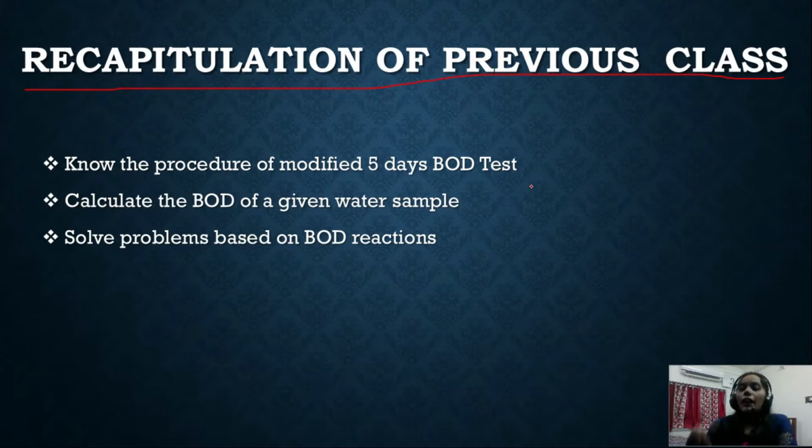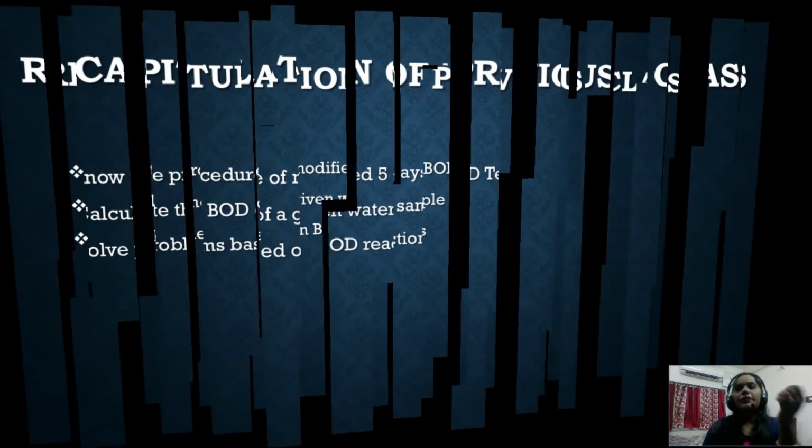And also in my last class we saw the procedure of the modified BOD test. So these are some of the recapitulation points, like you now know the procedure of the modified BOD test. Already you knew that. You calculated the BOD of a given water sample, and also you solved some problems based on BOD reactions in the previous class.